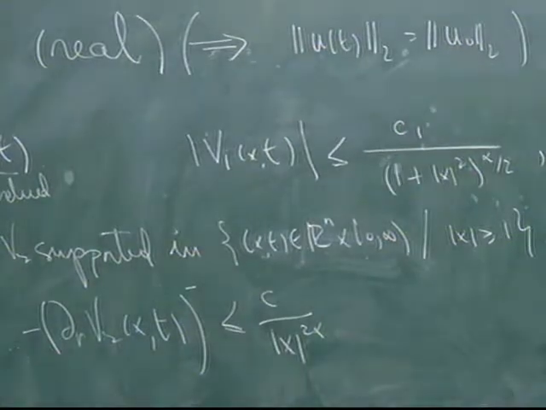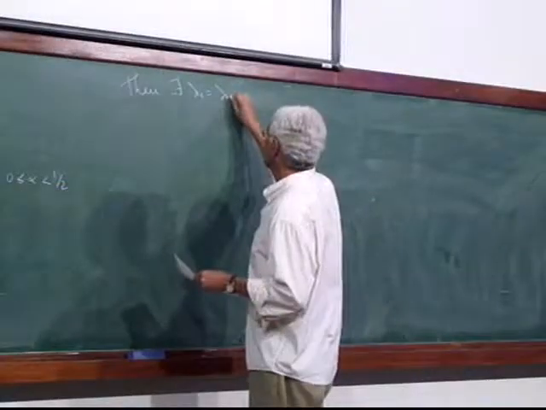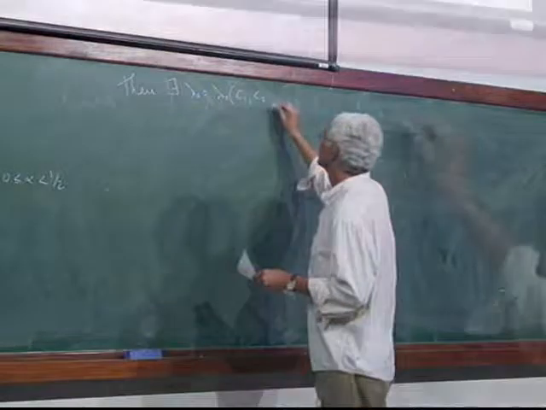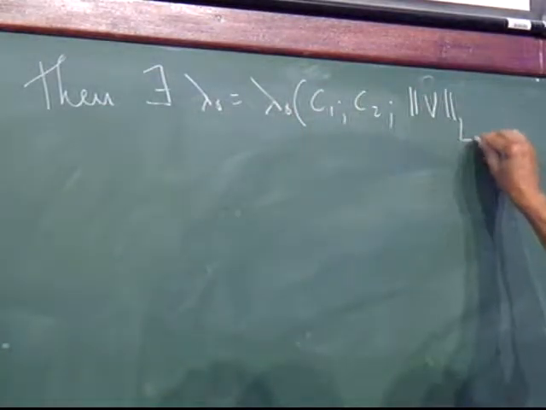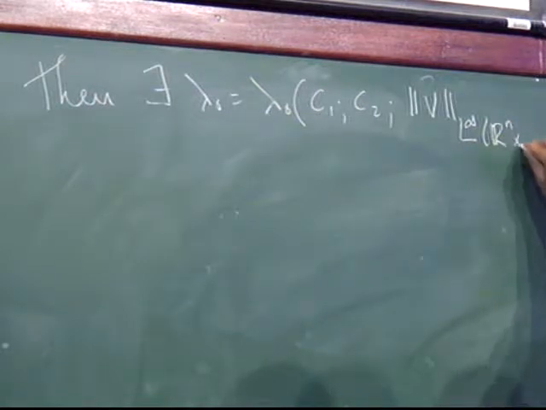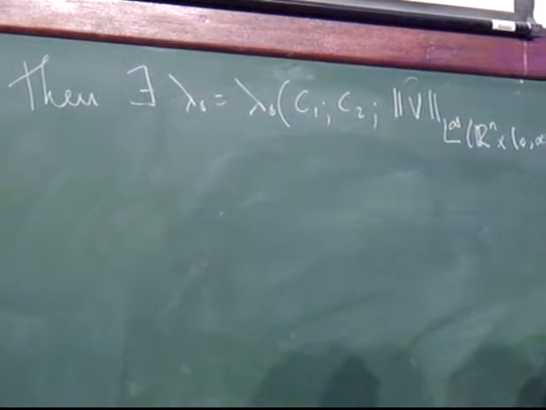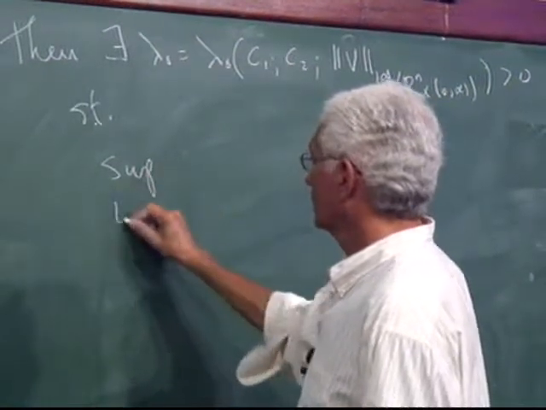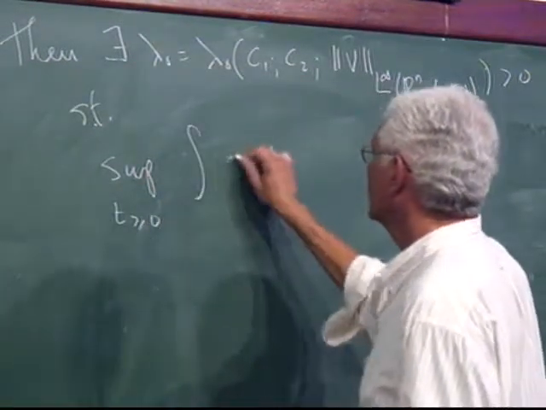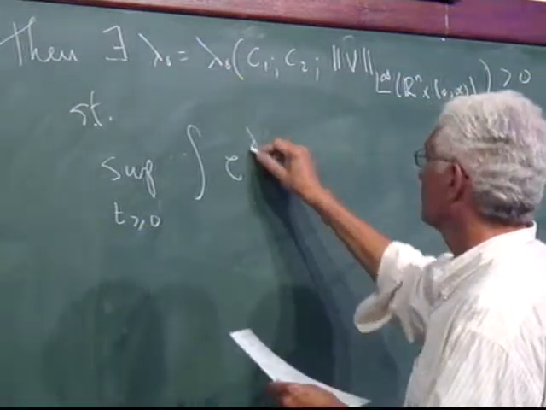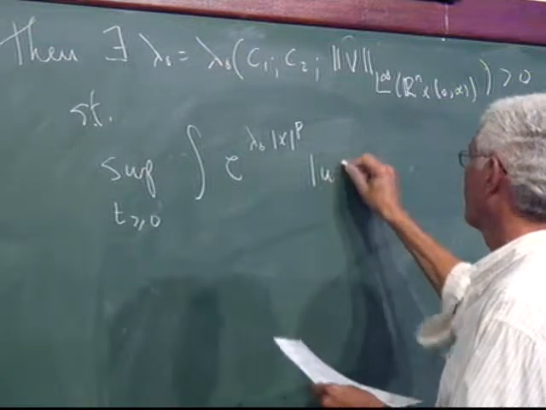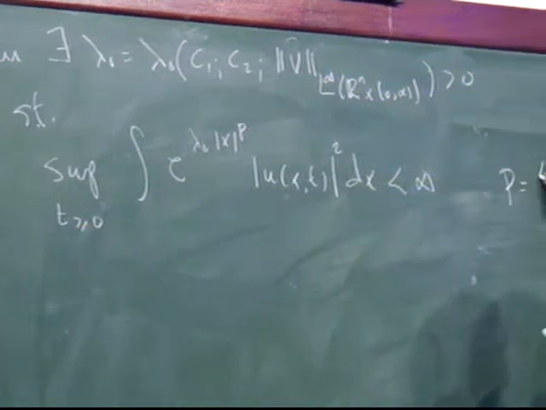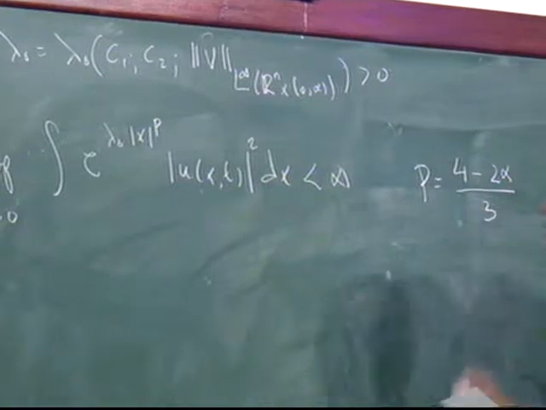Then there exists a lambda 0 that may depend on c1 that you put there, C2 that you put here, and the L infinity norm of your potential, such that if the supremum for t positive of the L2 norm with this weight is finite for p equal to 4 minus 2 alpha over 3, then u is 0.